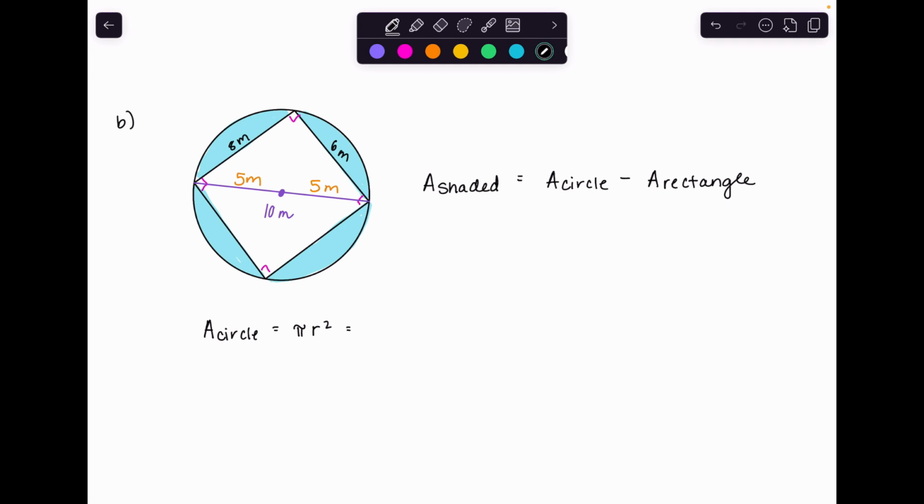So the area of my circle is going to be pi times 5 squared. 5 squared is 25. So the exact area would be 25 pi. But again, I'm going to round this to 2 decimal places. That is about 78.54. And it's an area, so my units are meters squared.